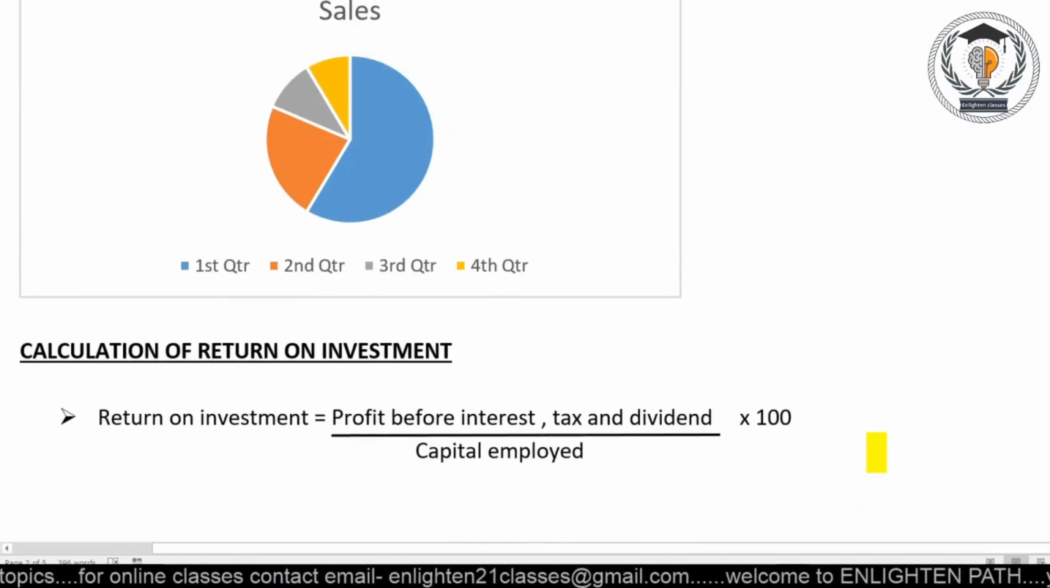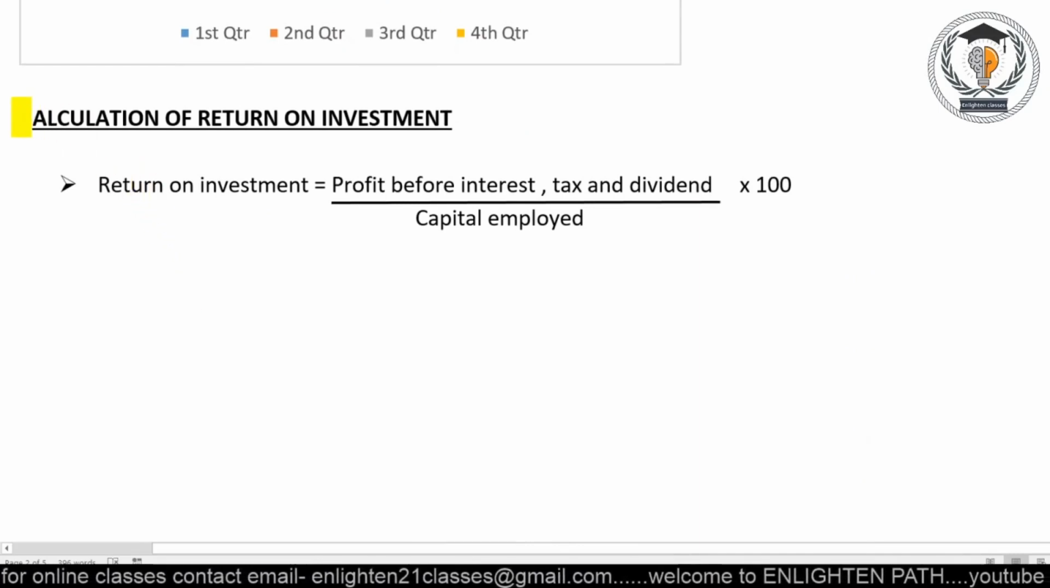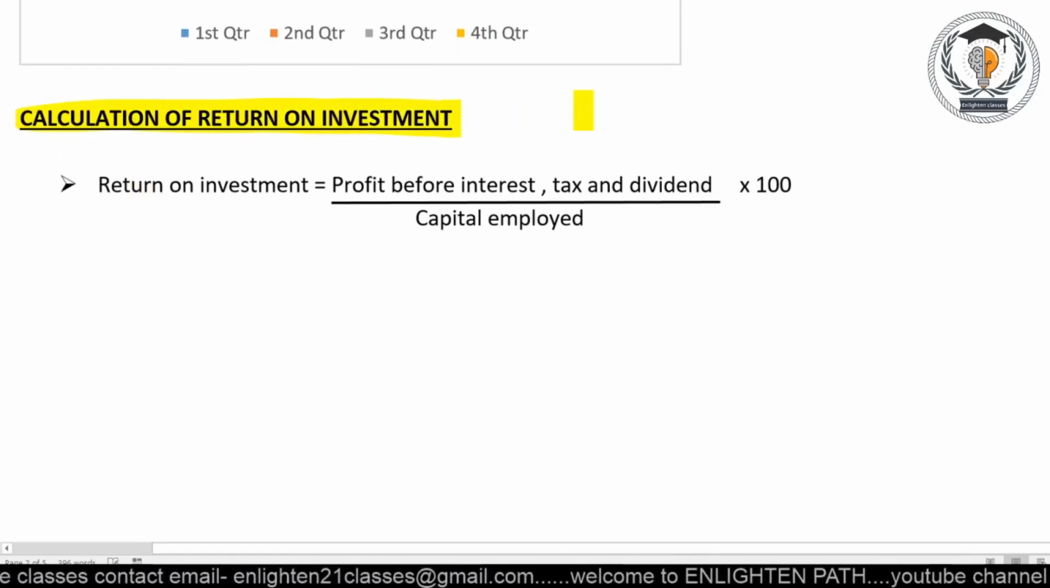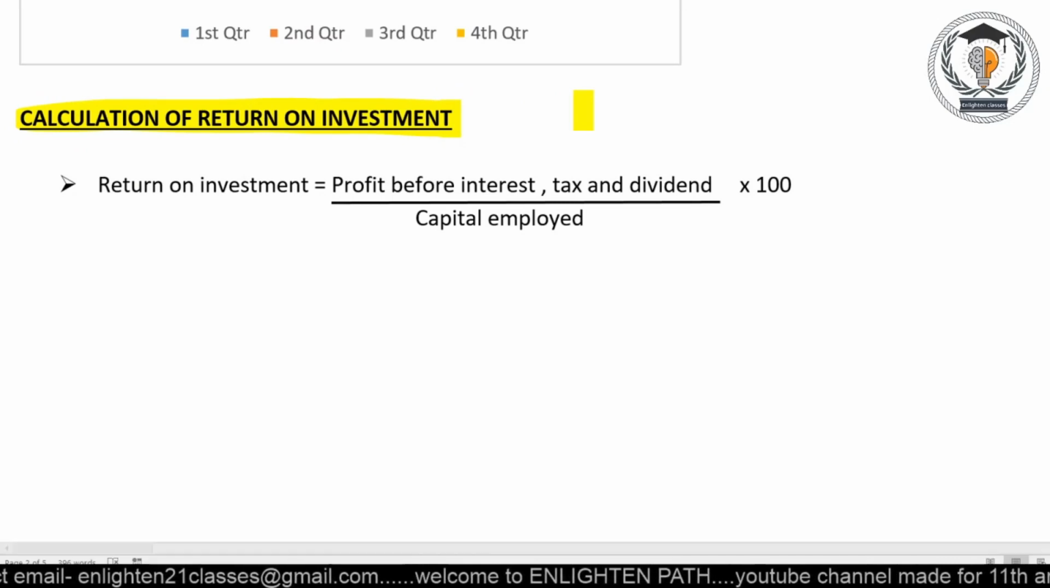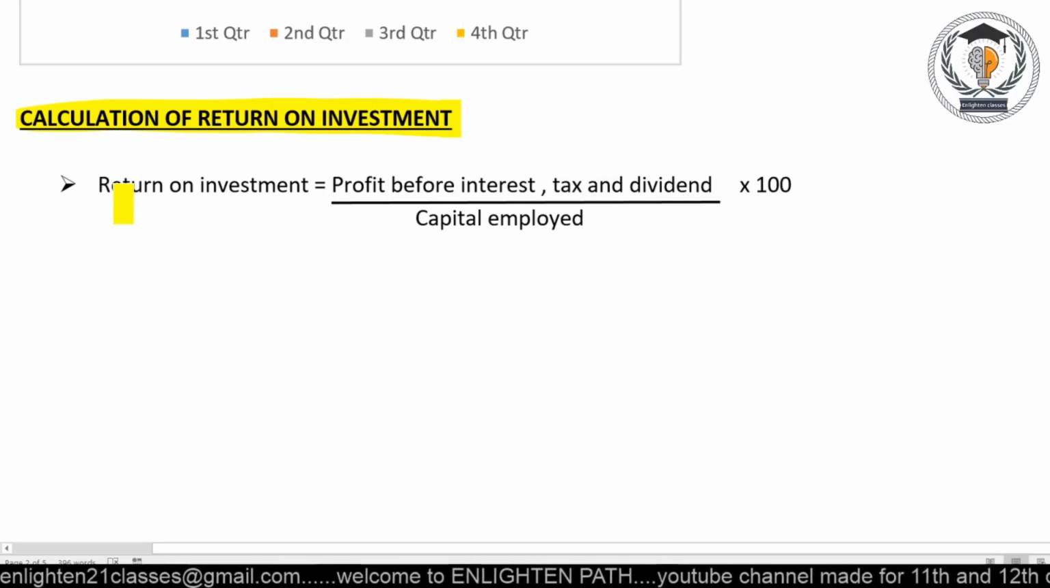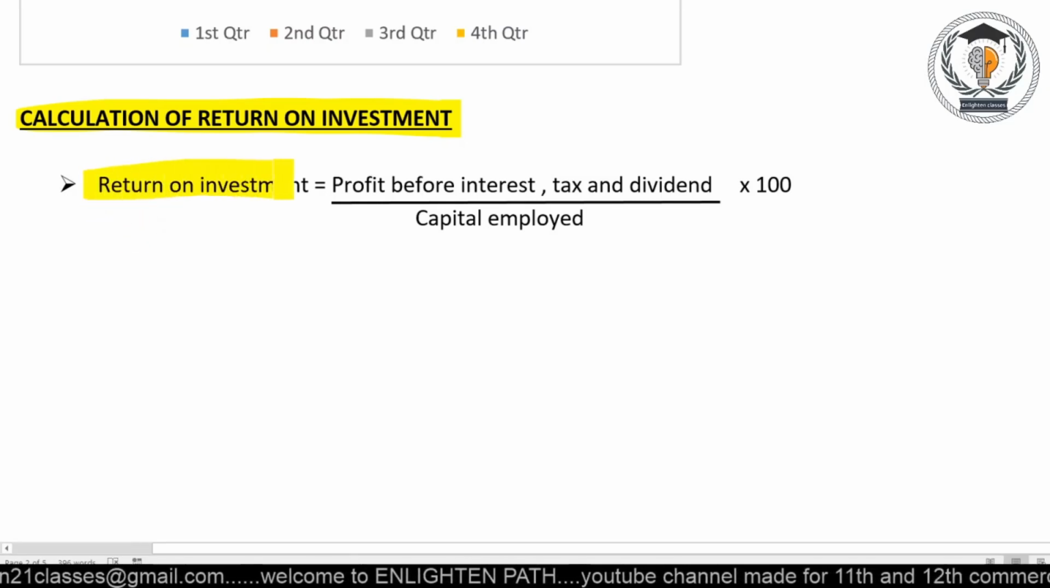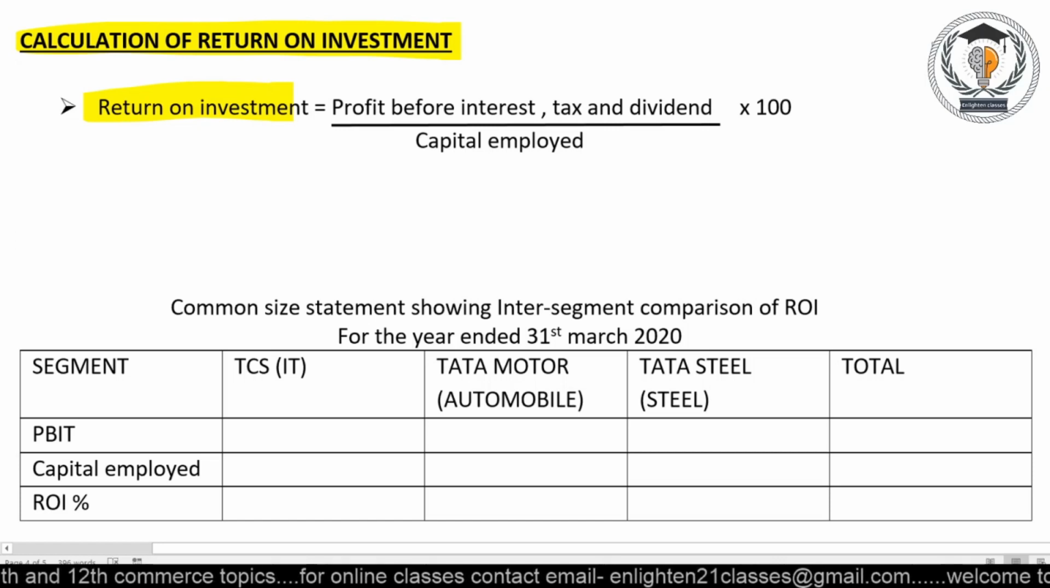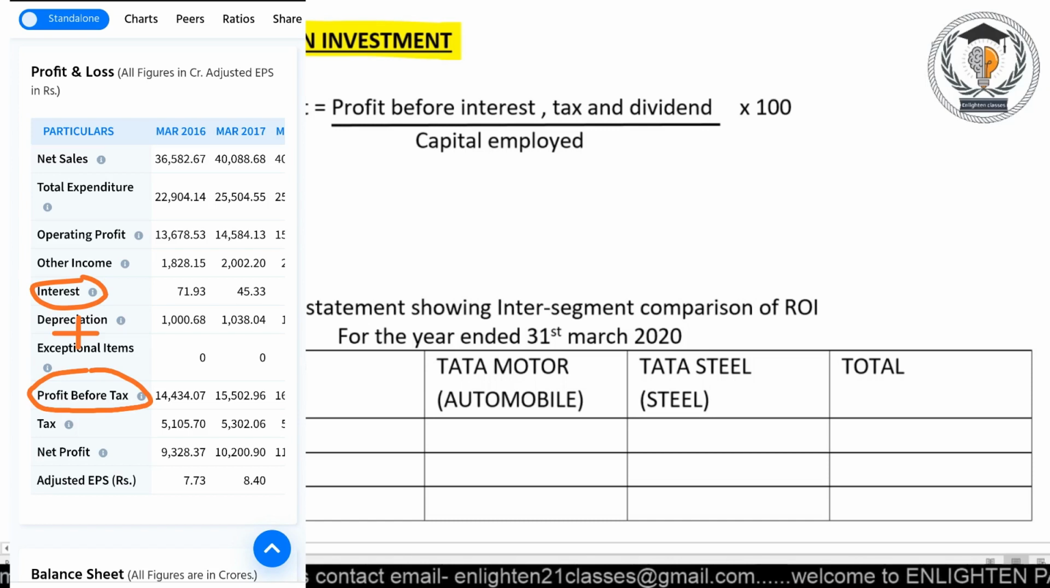Now our next main heading is calculation of return on investment. Look, we have found out the capital employed just to find the return on investment. So the formula to find out the return on investment uses profit before interest, tax and dividend. That means EBIT. And from where will you find out the profit before interest and tax? So you have to go again to that website, and there will be a profit and loss account. And under that profit and loss account, there is a profit before tax.